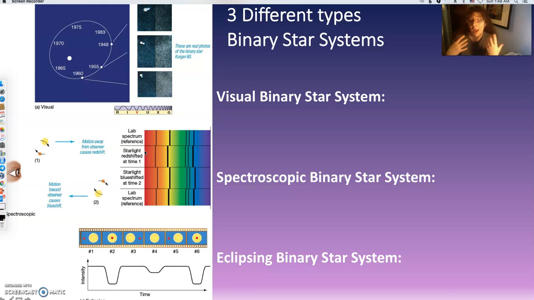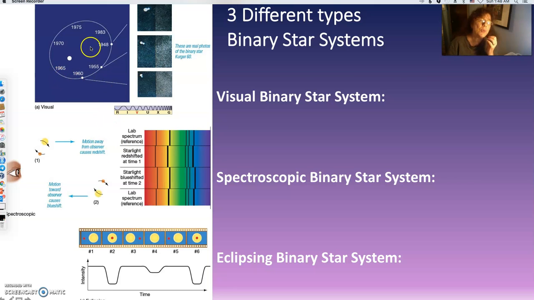When you think about the ambulance coming at you with a siren, and as it's coming at you, you hear the very high frequency, high energy siren. When it's going away from you, you hear the lower frequency and the lower energy siren. Red shifting means that the energy is dissipating. It means that the star is moving away from you. So this is motion away from the observer that causes a red shift.